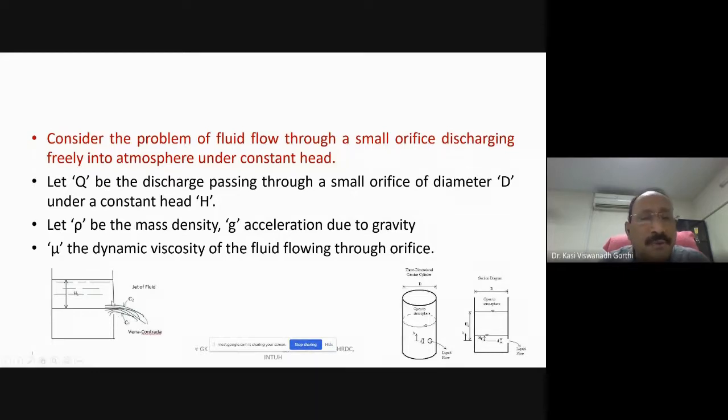So you have a small opening provided. So this is a tank. In this tank, you have the liquid, say, up to this level, and there is a small opening provided, and this opening is called the orifice.